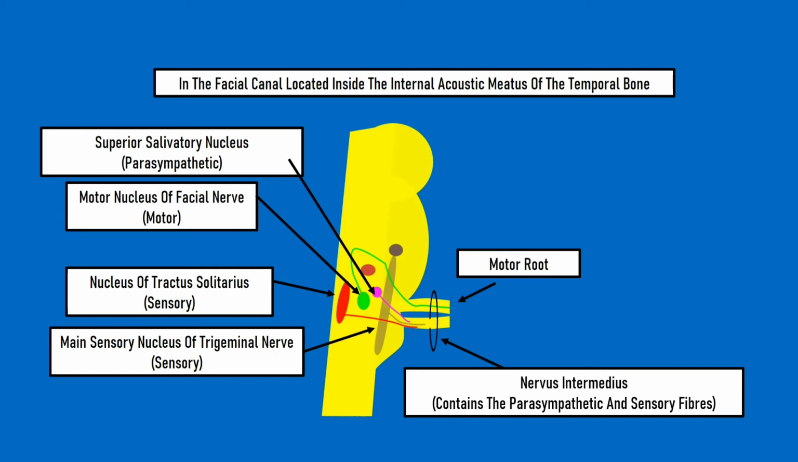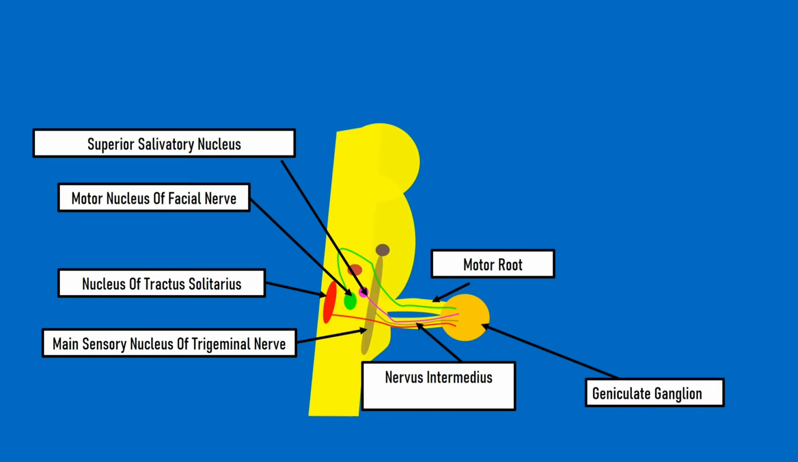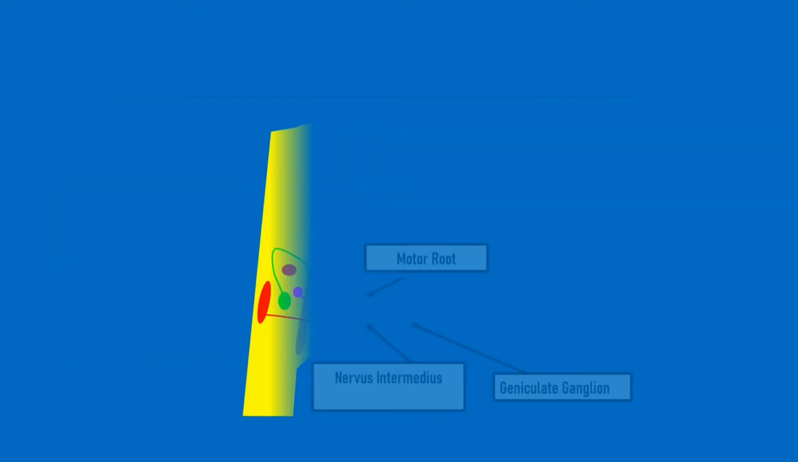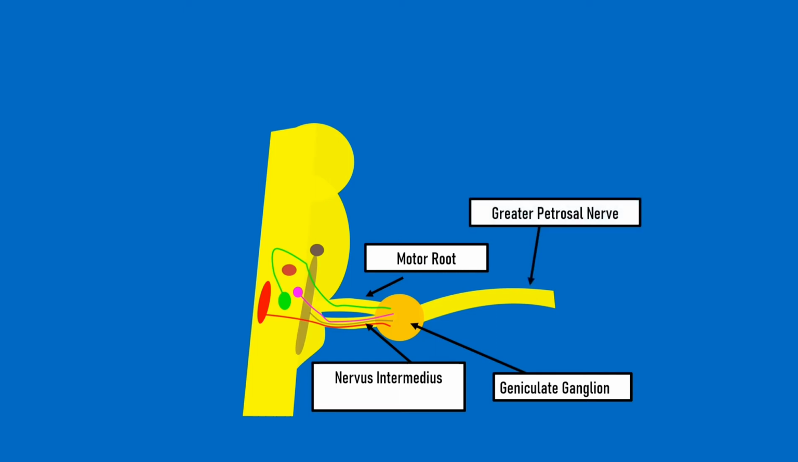Upon reaching the facial canal, which is located inside the internal acoustic meatus of the temporal bone, the motor root of the facial nerve and the nervus intermedius join together to form a single trunk. At the facial canal, the facial nerve forms the geniculate ganglion. The preganglionic parasympathetic fibers do not synapse at this ganglion. From the geniculate ganglion, the greater petrosal nerve arises that carries these preganglionic parasympathetic fibers on their way to the lacrimal gland.